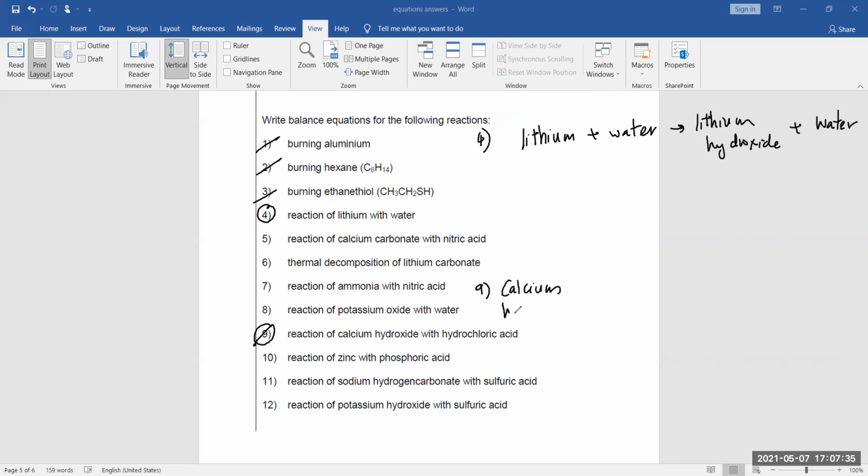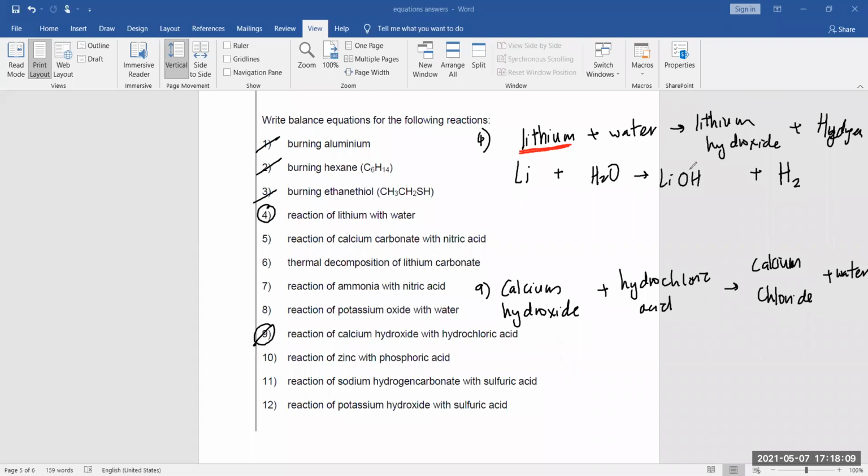Calcium hydroxide and hydrochloric acid. Now, don't worry, what it produces, we will learn later on. Okay, it produces calcium chloride and water. Okay, so I only want you to do these 2 questions, 4 and 9. Just do 4 and 9, send it to me, and then we will go on to the next part of this chapter, okay?